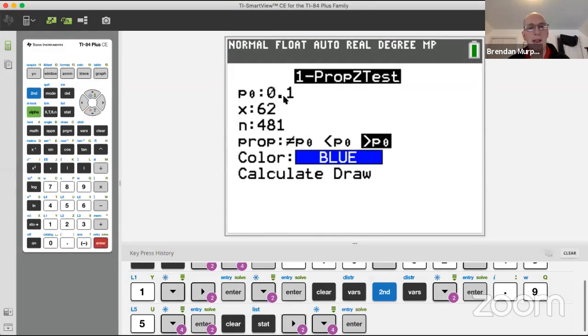So it looks like I probably typed in my numbers here, p sub naught. We said, well, that was 0.1. That was my second thing I wrote after the name of the test. I had 62 out of the 481 said they wanted graduate housing. So that was my p hat. My alternative was greater than. Again, I got that wording straight from the problem. It said, does the university need to build more housing? Or was it greater than the 0.10?